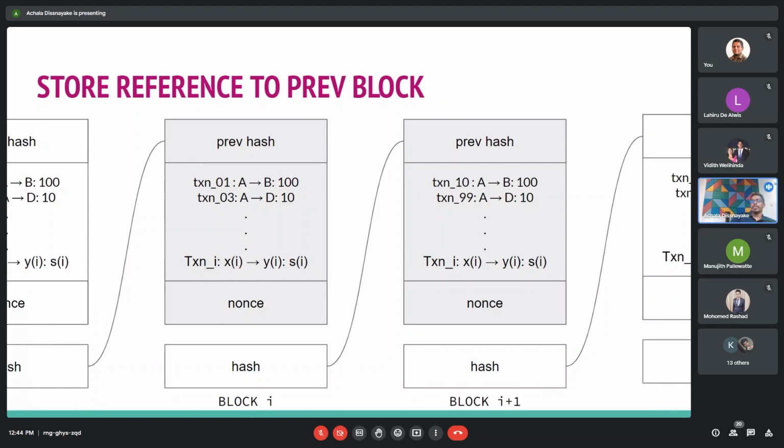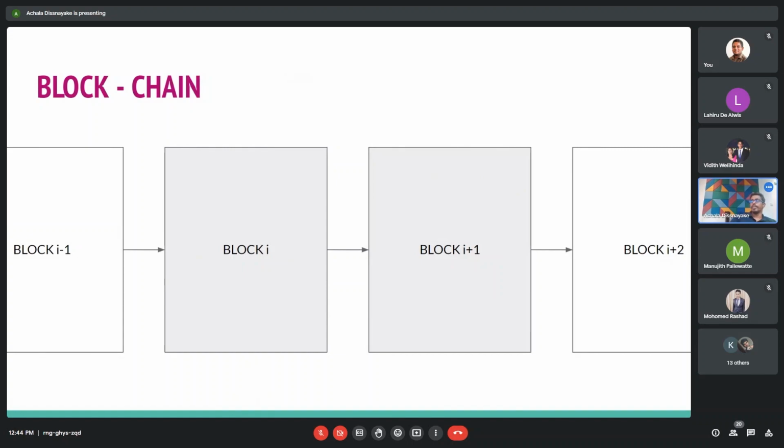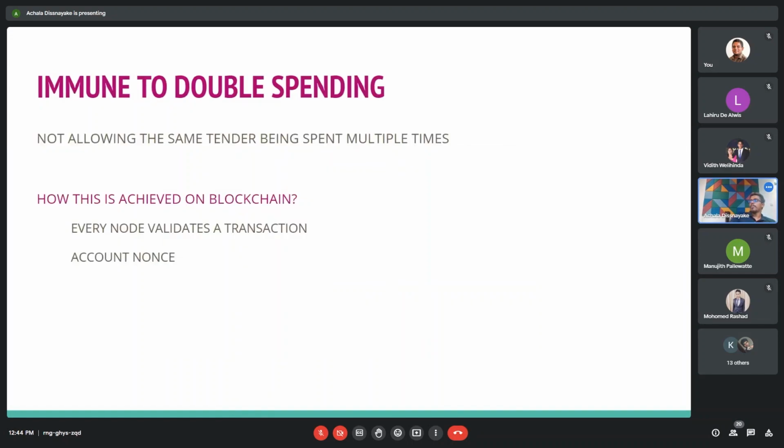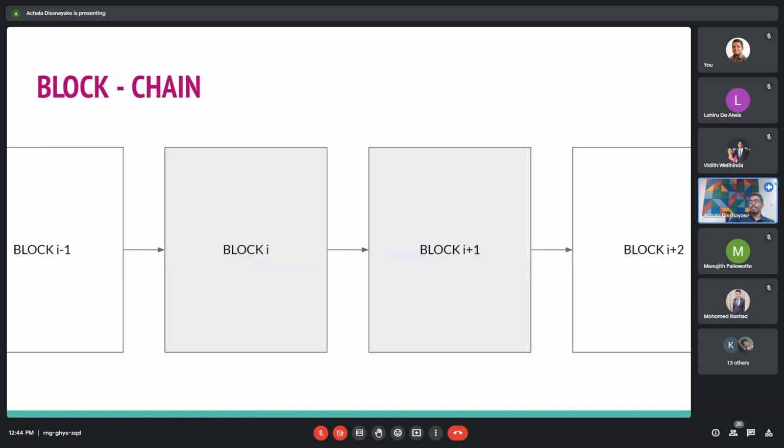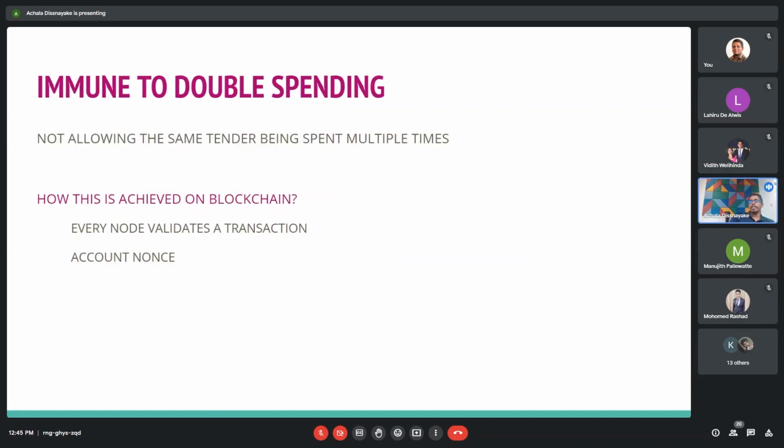And that's why if you change something in the middle, you will have to reconstruct everything from that point to the current situation. So that's why it's called a blockchain. We'll discuss how mining happens and everything in a bit. But before that, the other characteristic.